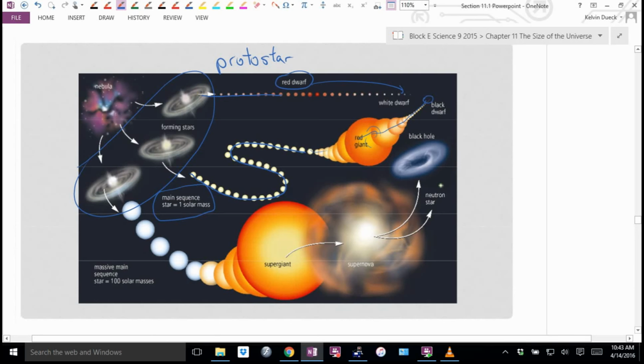Or you can have the massive main sequence stars. These are about 100 solar masses, about 100 times bigger than our sun. And for these stars, they don't last as long, they burn faster. They can become a supergiant, they can explode into a supernova, and then they can collapse into either a neutron star or a black hole. That's what this chart, Brady, is trying to get across. There's lots of information in that chart on page 371. It's in color, so I couldn't reproduce it for your notes.